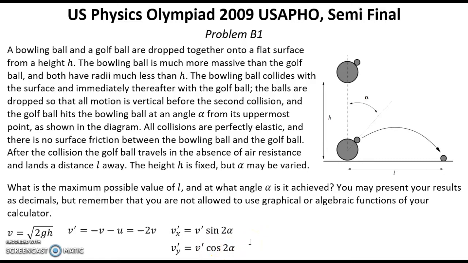And now we can return to our original frame of reference. In this original frame, Vx will be the same, but for Vy we need to add v to return to our original frame. So finally we have these velocities in the x and y directions. And this is all we need to solve this problem. Let's do this.